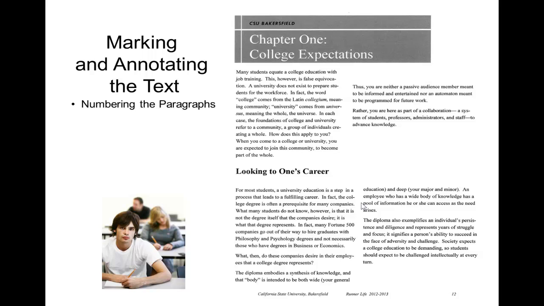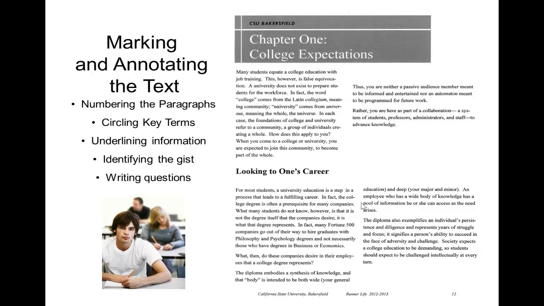Number 1, numbering the paragraphs. 2, circling key terms. 3, underlining information relevant to the reading purpose. 4, identifying the gist of the reading selection. 5, writing questions about the content of the selection. These 5 steps provide the process of writing commentary, notes, and questions on a text to aid in comprehension.